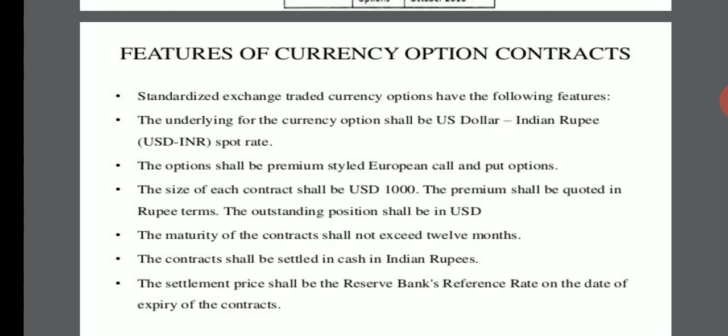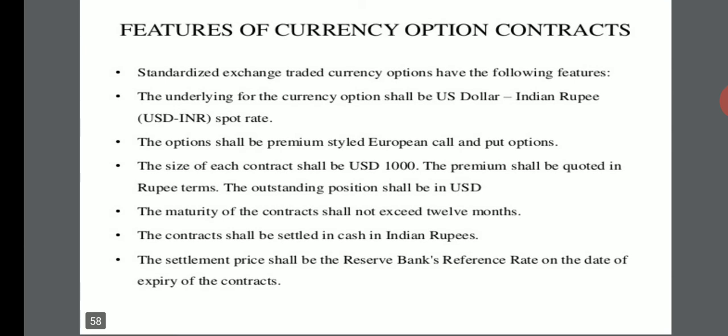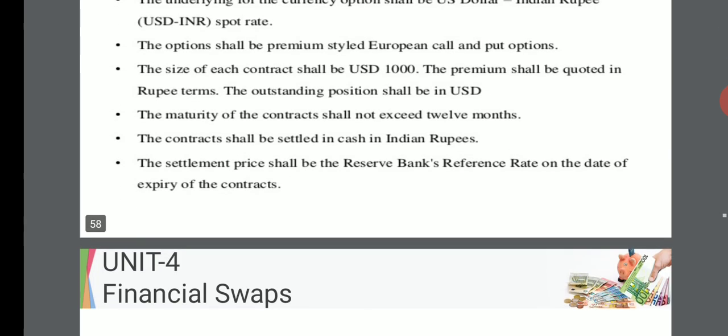The maturity of the contract shall not exceed 12 months. The contract shall be settled in cash in Indian rupees. The settlement price shall be the Reserve Bank's reference rate on the date of expiry of the contracts. So these are the features of a currency options contract.